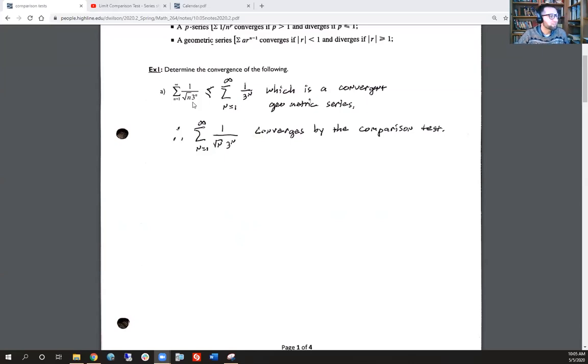I appreciate that. So what we did was we said this unknown series is less than or equal to this geometric series, which was convergent. Since the one above converges, goes to a number, the one below must also converge by the comparison test. So let's look at the second example in this section, and we can do that on paper.